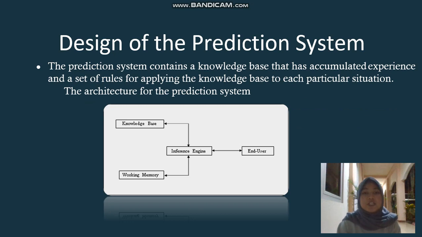Design of the prediction system. The prediction system contains a knowledge base that has accumulated experience and a set of rules for applying the knowledge base to each particular situation. The architecture for the prediction system goes from the knowledge base to the inference engine to working memory, and back through the inference engine to the end user.